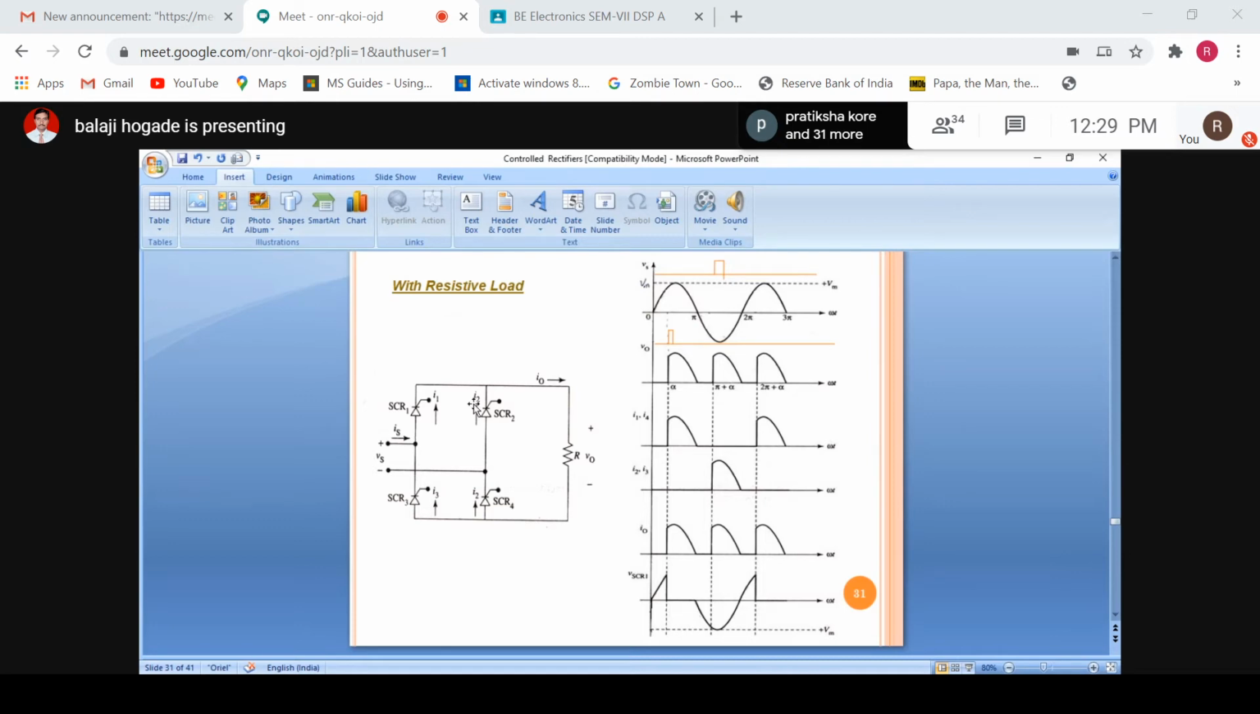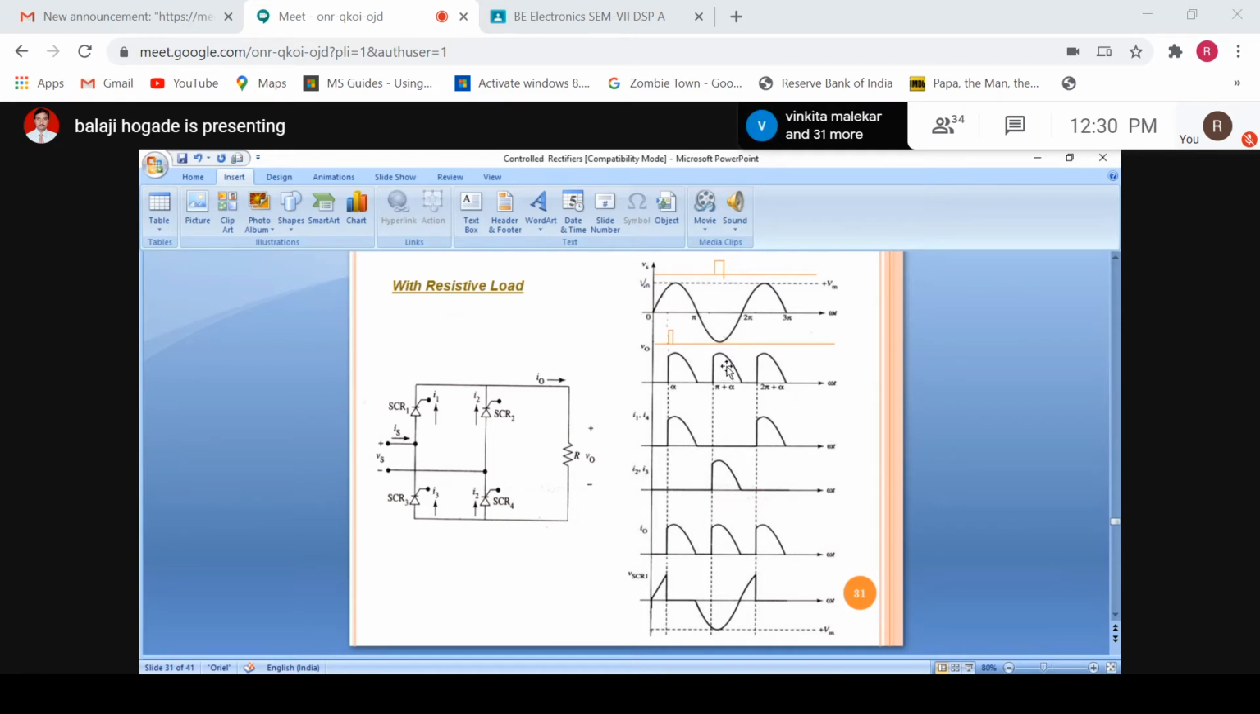The flow of current will be from this terminal. Now this is the positive terminal. During the negative half cycle, this terminal is positive. So the current flows through the pair. It will start from this point, go to SCR2, then the load, and through the load it comes back here, and through SCR3 it goes to the other terminal of the supply, that is negative. In this way the current flows through SCR2 and SCR3, and we get the load current and load voltage across the load.